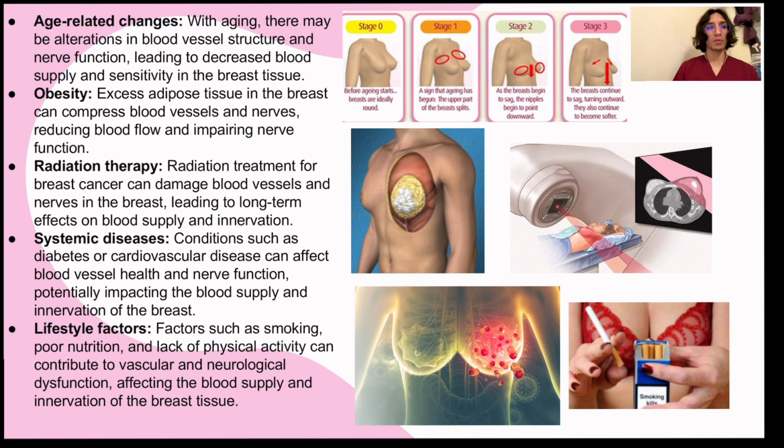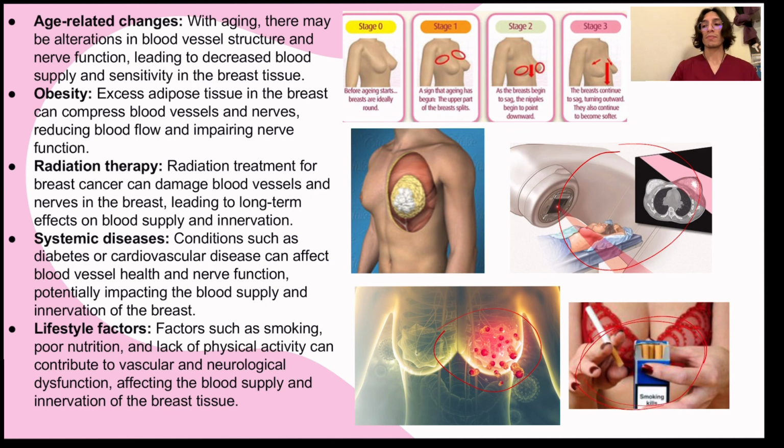Obesity: excess adipose tissue in the breast can compress blood vessels and nerves, reducing blood flow and impairing nerve function. Radiation therapy: radiation treatment for breast cancer can damage blood vessels and nerves in the breast, leading to long-term effects on blood supply and innervation. Systemic diseases: conditions such as diabetes or cardiovascular disease can affect blood vessel health and nerve function, potentially impacting the blood supply and the innervation of the breast.